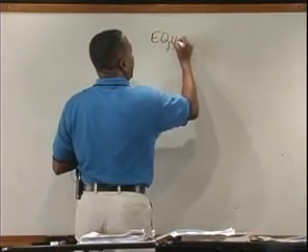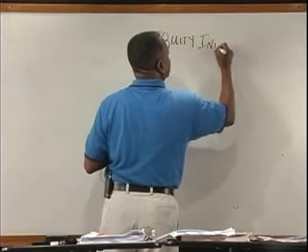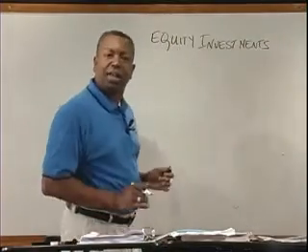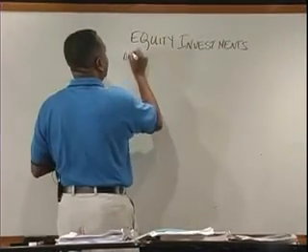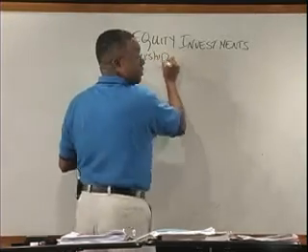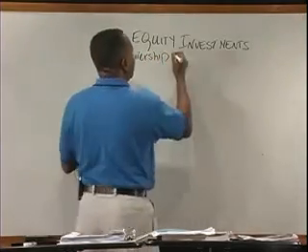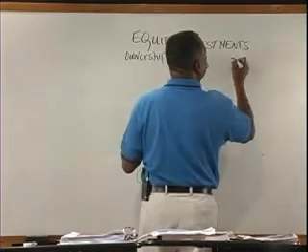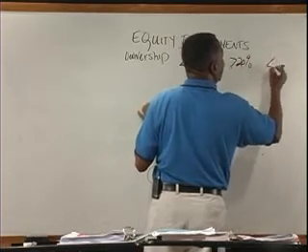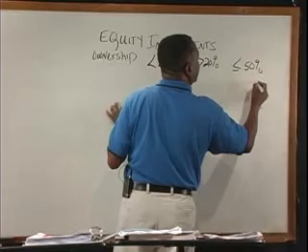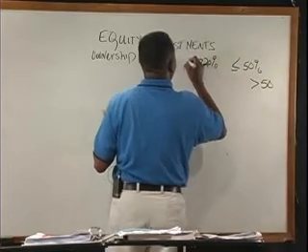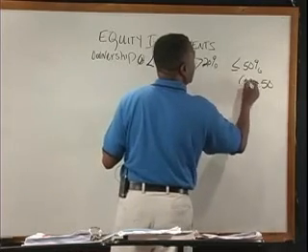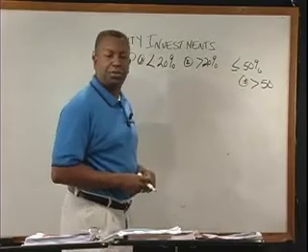When we talk about equity investments, we have three classifications. When ownership is less than 20%, when ownership is greater than 20% and less than or equal to 50%, and when ownership is greater than 50%. So here's 1, here's 2, and here's 3.